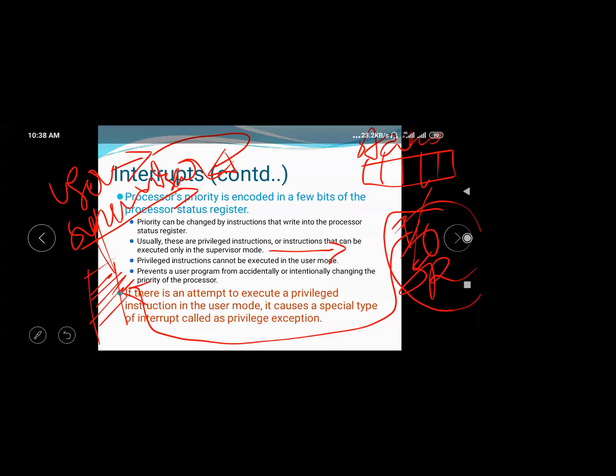Privileged instructions cannot be executed in the user mode. The IO service routine instructions do not execute in user mode. Only user written programs are executed by the processor in user mode. This prevents a user program from accidentally or intentionally changing the priority of the processor. The mode is changed to keep things on the safe side, so that user programs written by us cannot change it accidentally or intentionally. The processor executes the user written program in user mode.